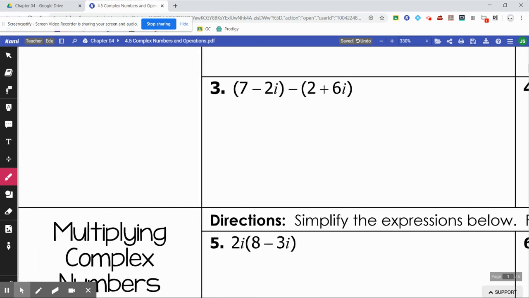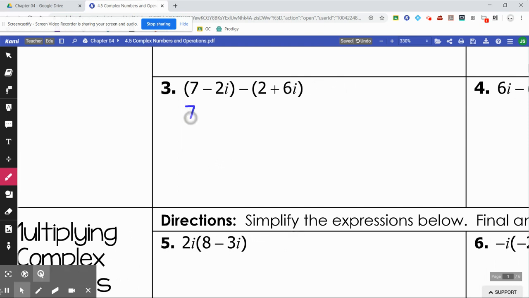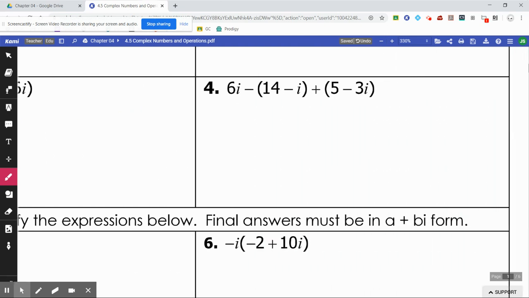Number 3, subtraction. Now with subtraction, you do have the extra step. Just like with polynomials, you've got to distribute the negative. So negative 2 minus 6i. Then you do the same thing. 7 and negative 2 gives you 5. Negative 2 and negative 6 gives you negative 8i. Finished. Number 4, anytime you have a minus in front of parentheses, make sure you distribute it.